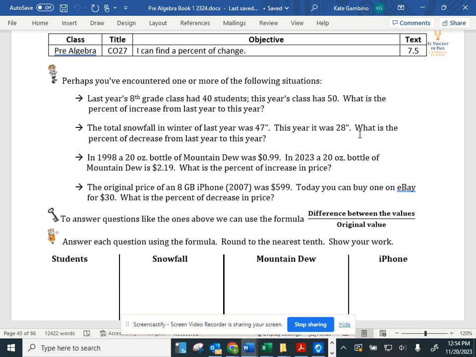Or maybe the original price of an 8 gigabyte iPhone in 2007 was $599. Today, you could buy one on eBay for $30. I'm not sure why you would want to, because it's not going to have a good operating system. But what would be that percent of decrease in price?